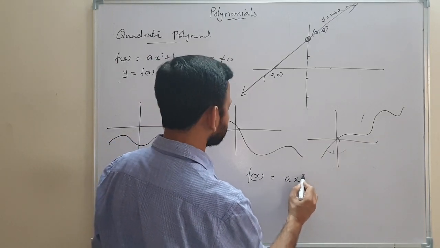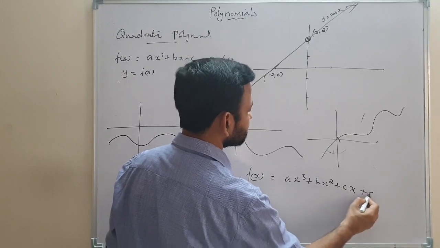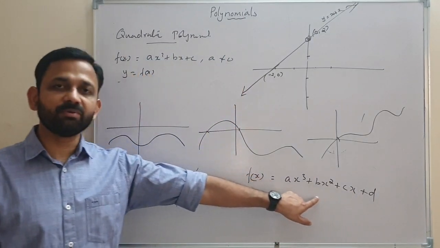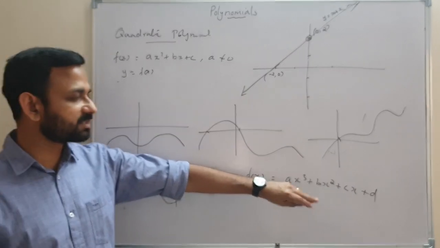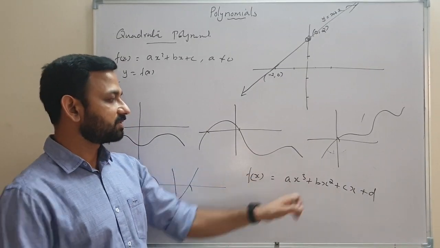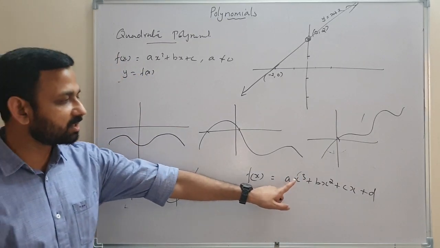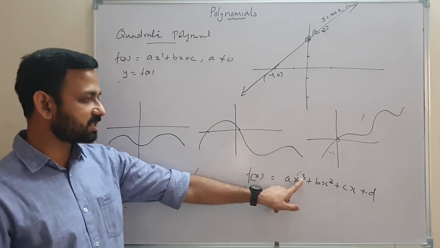So the number of zeros of the cubic polynomial f of x is equal to ax cube plus bx square plus cx plus d. This is the standard form of a cubic polynomial. Then the number of zeros of the cubic polynomial is at most 3. So that depends on the degree of the polynomial.